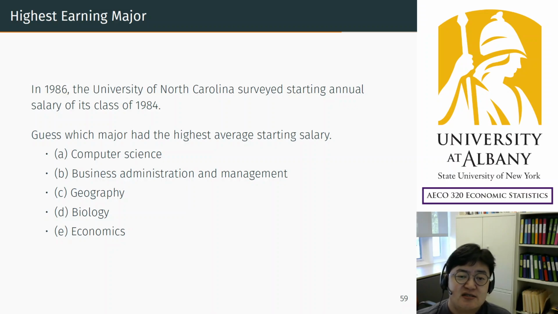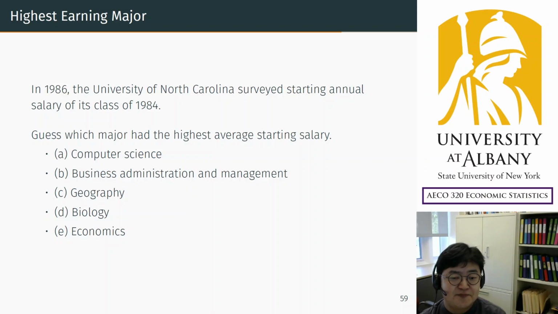In 1986, UNC conducted an annual salary survey for their graduates, class of 1984. At that time, 30 or 40 years ago, which major had the highest average starting salary? Among computer science, business, geography, biology, economics. Again, remember, it is 40 years ago, specifically class of 1984. At the time, which major was making the most money?